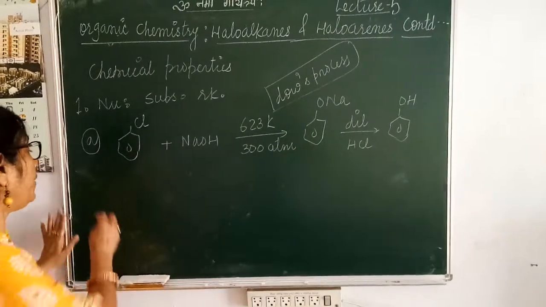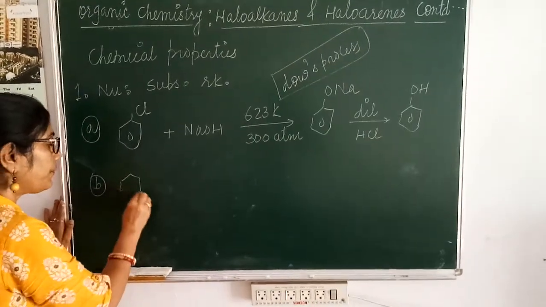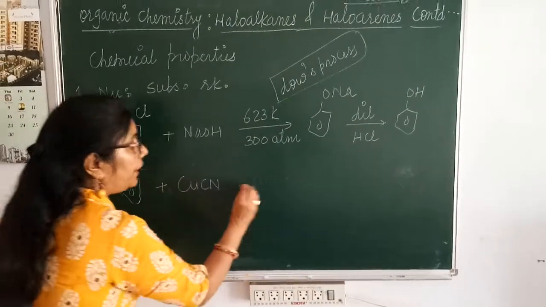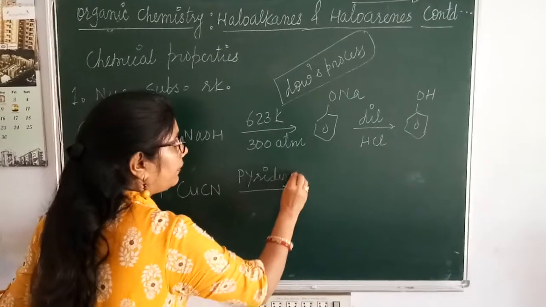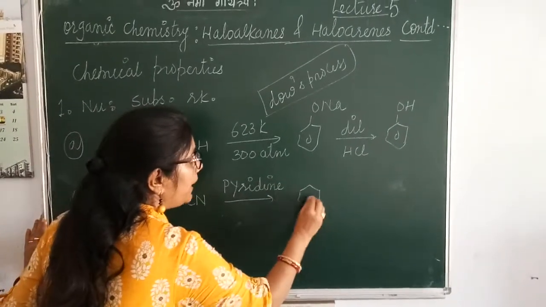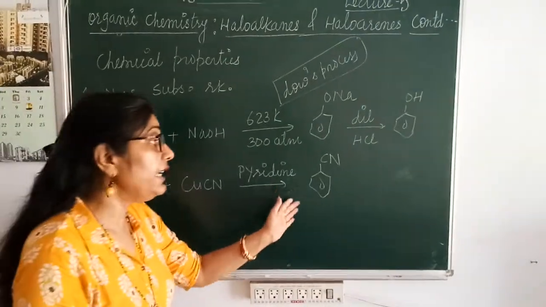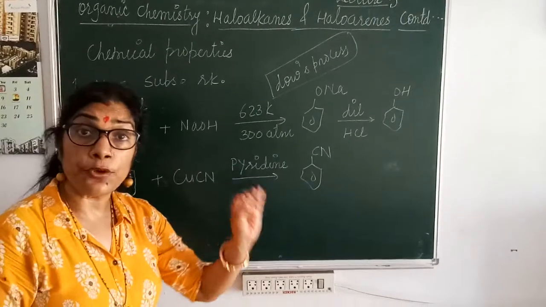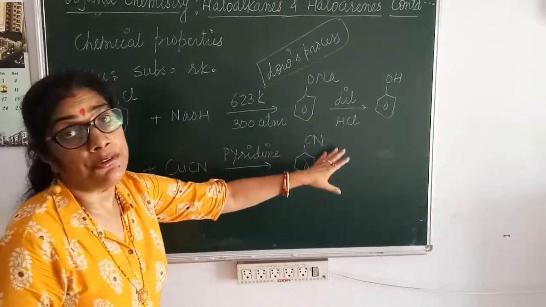the product is phenol. Now when haloarenes are treated with copper cyanide in presence of pyridine, then we get benzonitrile. That's the IUPAC name. Common name is phenyl cyanide. In some places you can see cyanobenzene, but that's not correct, my dear students. It has to be benzonitrile.